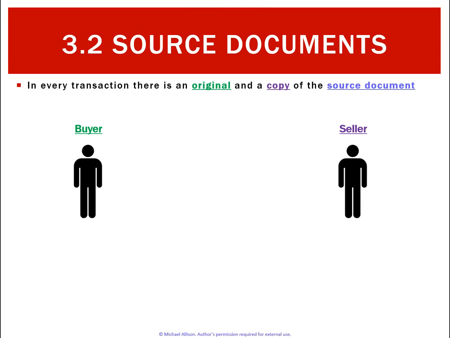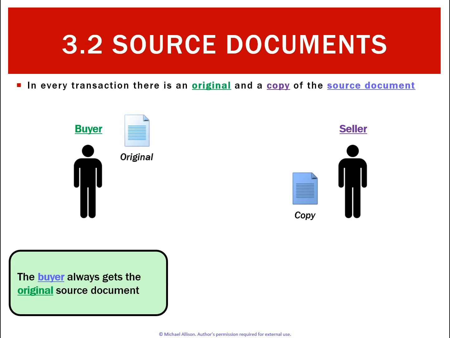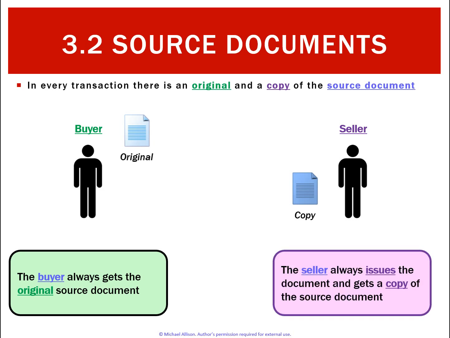So every transaction involving a buyer and a seller produces an original and a copy of the document. So we'll keep it reasonably simple and say the seller gives the original to the buyer, and then the seller keeps the copy. So the general rule will be that the person who is receiving the document, in this case the buyer, will always get the original, and the person who's selling is going to issue the document and they'll keep a copy of it.